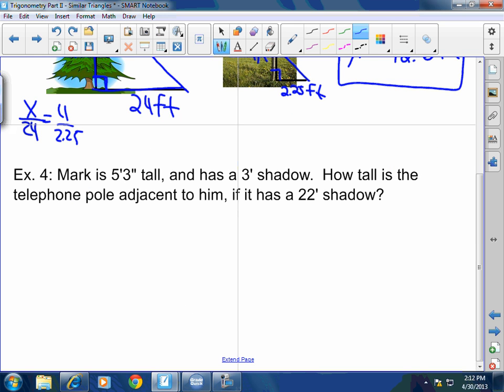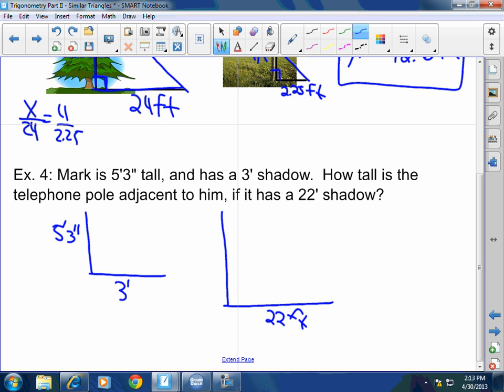Now, let's say Mark is 5 foot 3 inches tall and has a 3-foot shadow. So this dude is 5 feet 3 inches. I did this on purpose. I'm going to show you the conversion now in a second. And he has a 3-foot shadow. How tall is the telephone pole if the shadow is 22 feet?